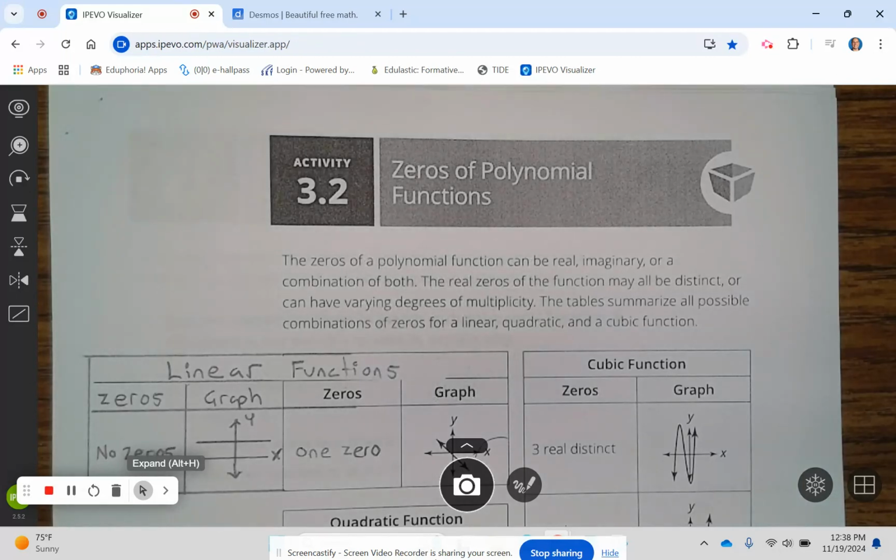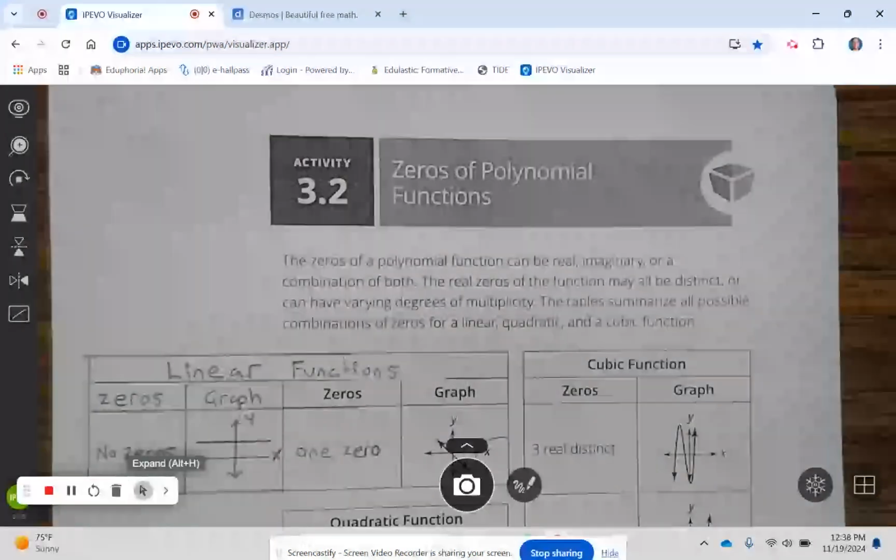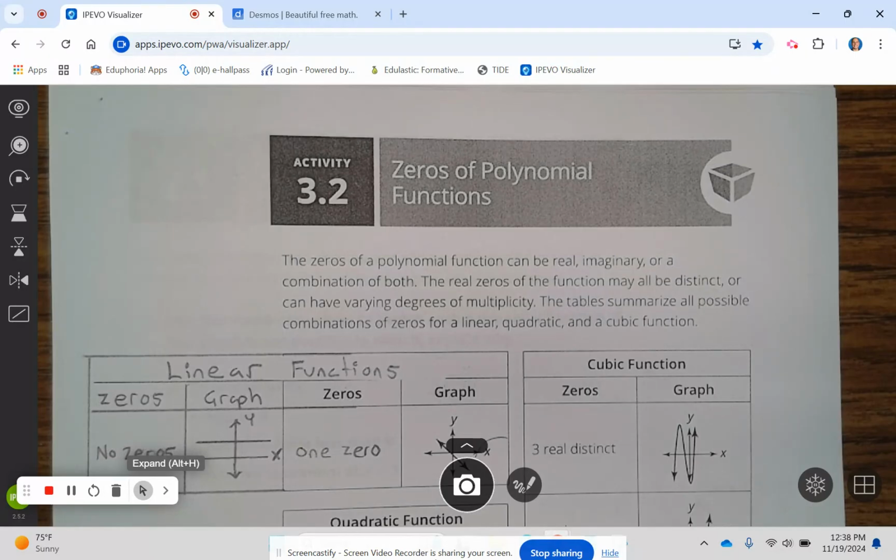Okay, Wildcats, today we're going to activity 3.2, zeros of polynomial functions. The zeros of a polynomial function can be real, imaginary, or a combination of both. The real zeros of the function may be distinct or can have varying degrees of multiplicity. The table summarizes all combinations of zeros for a linear, quadratic, and cubic function.